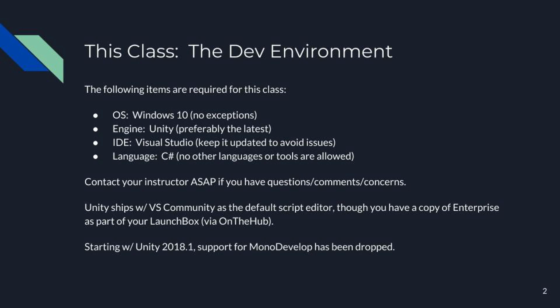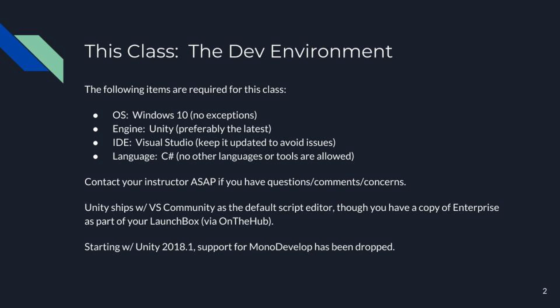The next item is going to be the engine itself. This class is primarily operating out of Unity, and it should be the latest. The integrated development environment is Visual Studio. If you keep this updated, there shouldn't be any kind of connection issues, debugging, or other weird things going on between Unity and Visual Studio. The language is C#. There are no other languages or tools allowed in this class. At the moment, that includes Diagram. Please contact your instructor immediately if you have any questions, comments, concerns regarding those required items.